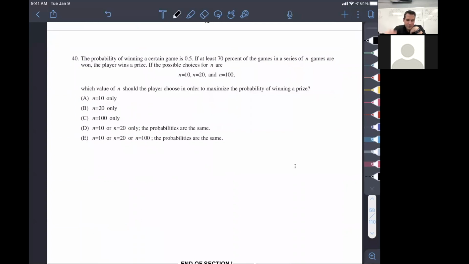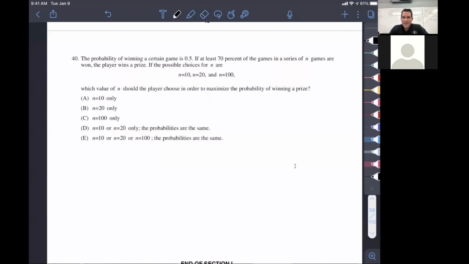40. The probability of winning a certain game is 0.5. If at least 70% of the games in a series of n games are won, the player wins a prize. The possible choices for n are n equals 10, n equals 20, n equals 100. So 10 games, 20 games, or 100 games. Which value of n should the player choose in order to maximize the probability of winning a prize?